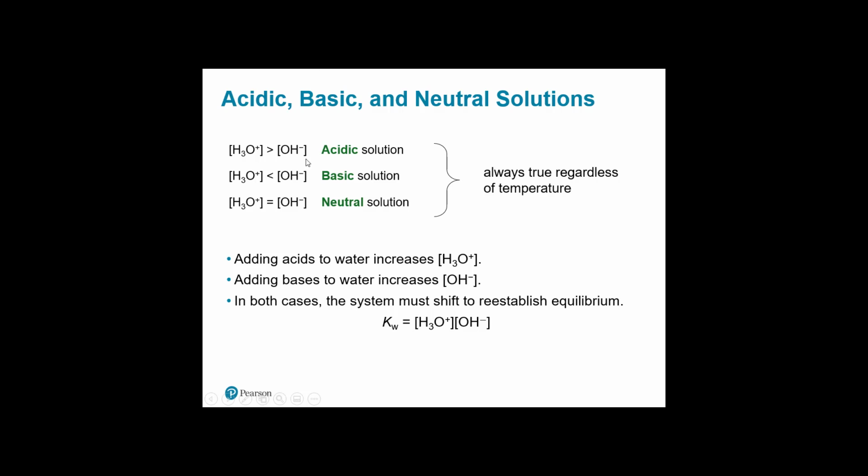So let's take a look at this again. I just said if you have a larger concentration of hydronium ions versus hydroxide ions, it's an acidic solution. If we have a larger concentration of hydroxide ions versus hydronium ions, it is basic, and if they are equal, then it is neutral. So adding acids to water increases the hydronium ion concentration. Adding bases to water increases the hydroxide ion concentration. And in both cases, the system must shift to reestablish the equilibrium.